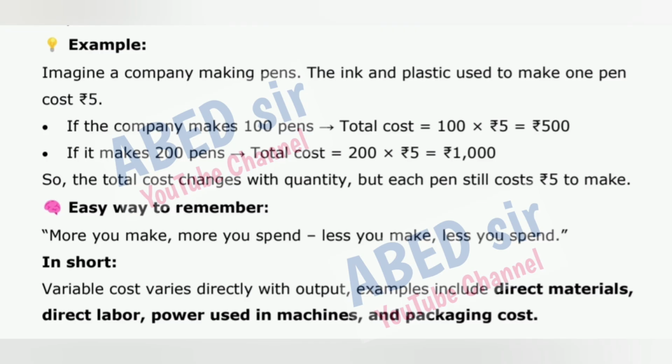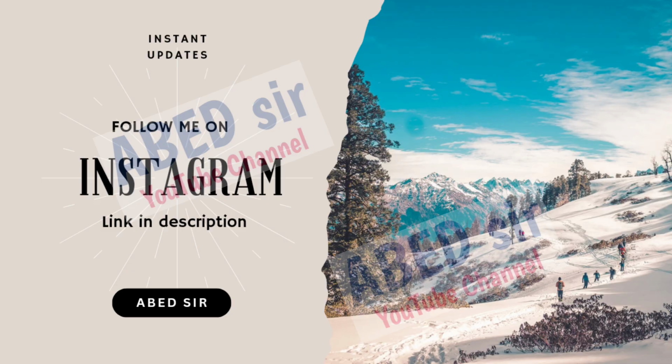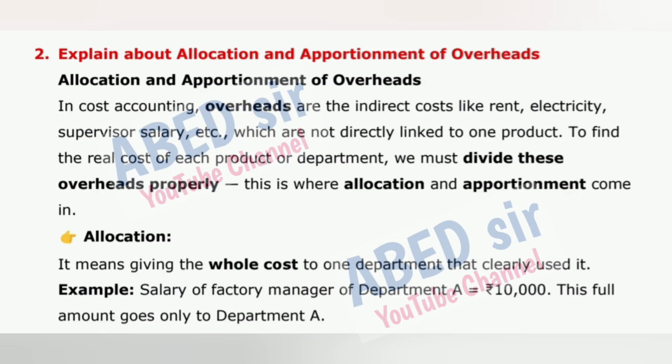Easy way to remember: the more you make, the more you spend; the less you make, the less you spend. In short, variable cost varies directly with output. Examples include direct materials, direct labor, power used in machines, and packaging cost. Next important short question is to explain about allocation and apportionment of overheads.